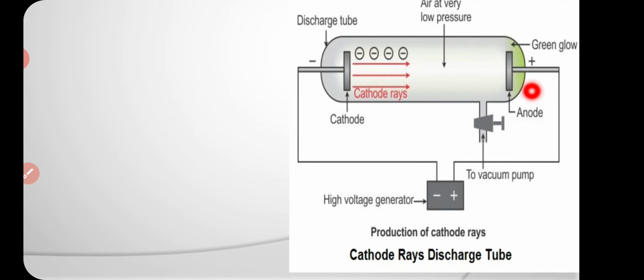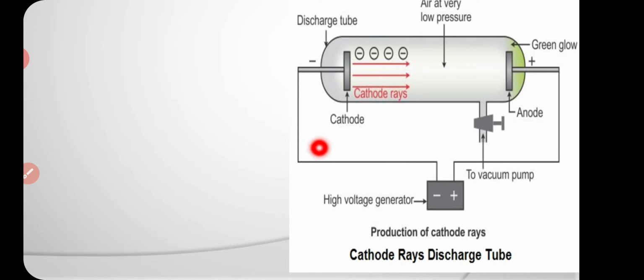And he did the arrangement like this. He connected a voltage source and a pressure-maintaining tube, as well as a cathode and anode. When he passed the gas at very high voltage, using a voltage generator, he observed nothing. Then he maintained very low pressure. He decreased the pressure in this tube.